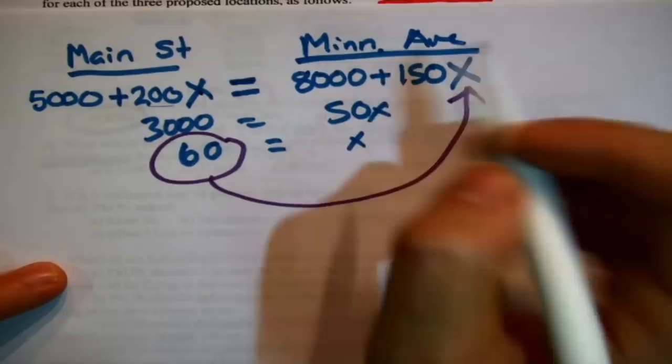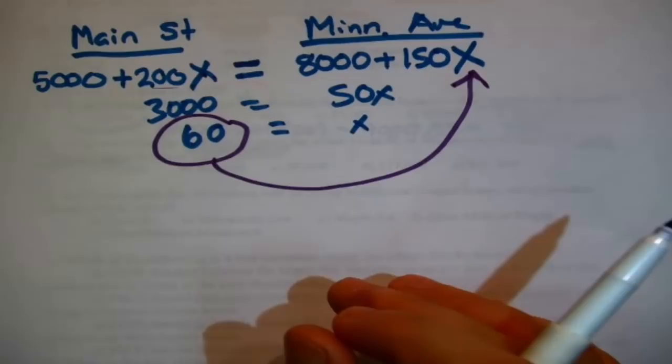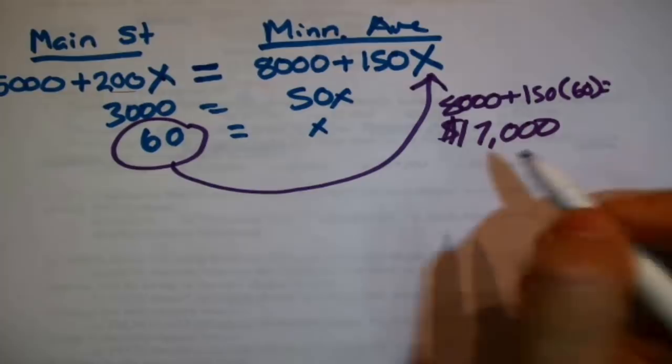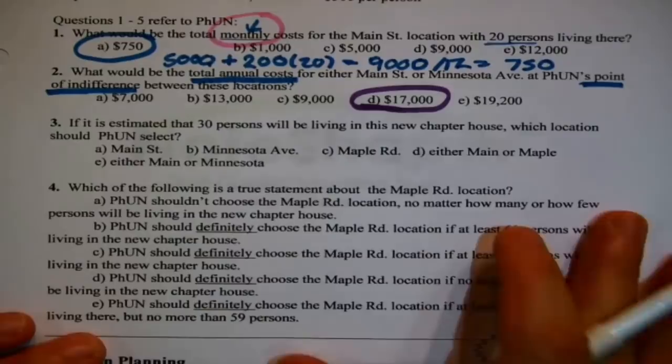Because take that 60 and substitute it in there, or substitute it in here. It doesn't matter. You'd better get the same answer in either case. I used Minnesota Avenue, so I just said 8,000 plus 150 times 60, right? So I get this bill of 17,000 annually. That's the answer. All right, that one's done.